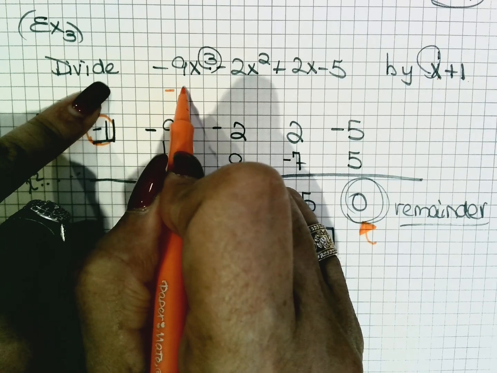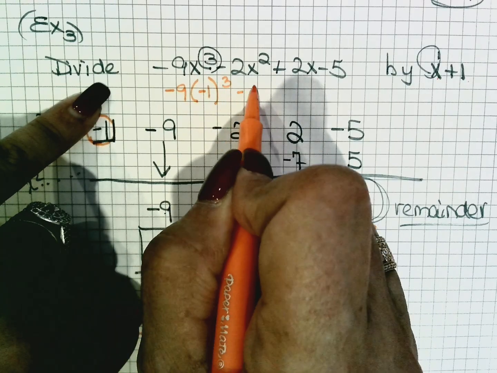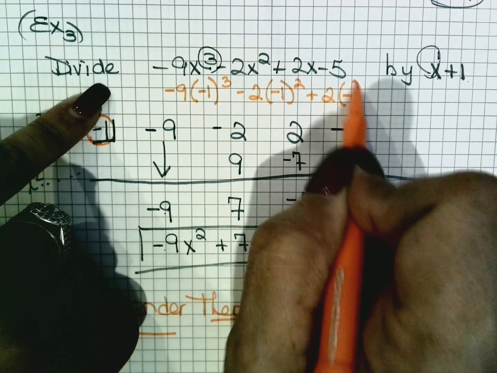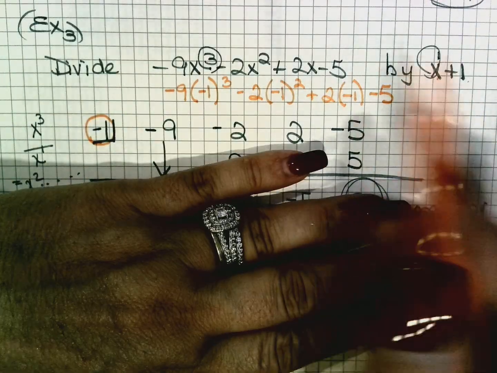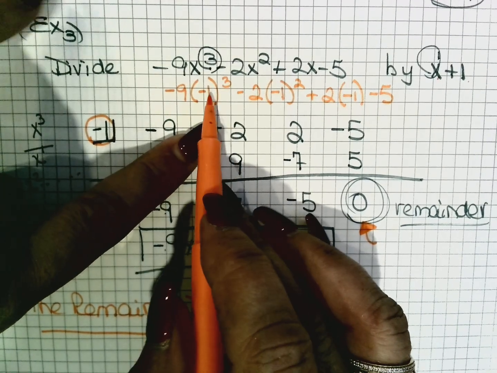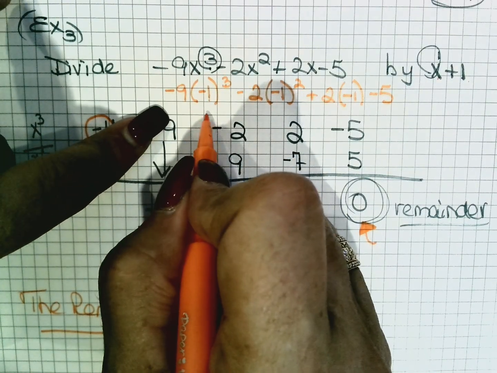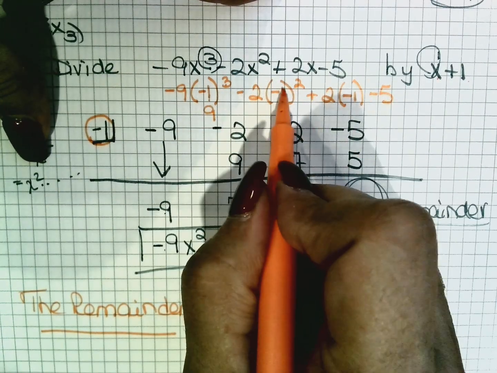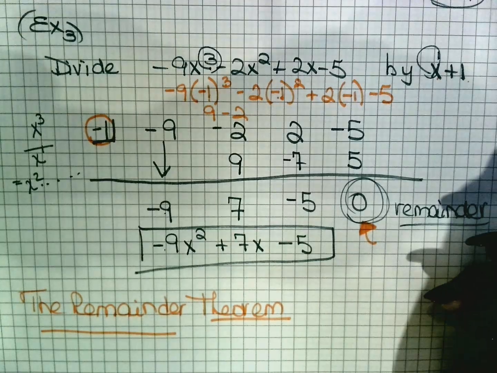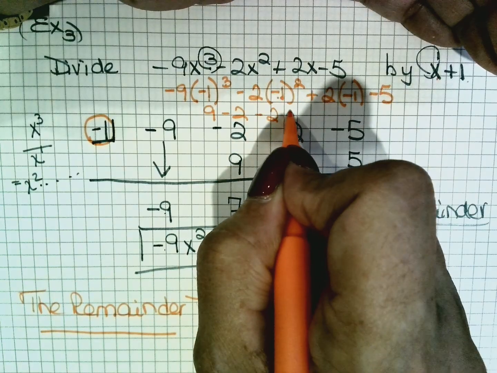So what does that mean? You know how when we evaluate, where I say evaluate this at this value, and sometimes it's a pain? Well, if you have this situation, you can do the division, and whatever remainder you get is actually your answer. So let's do this. -1 to the 3rd, that's -1. -1 times -9, that's +9. -1 squared is 1. 1 times -2, that's -2. Again, I don't know about this glare. 2 times -1, that's -2, minus 5.